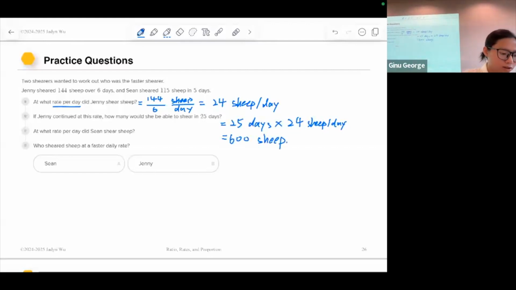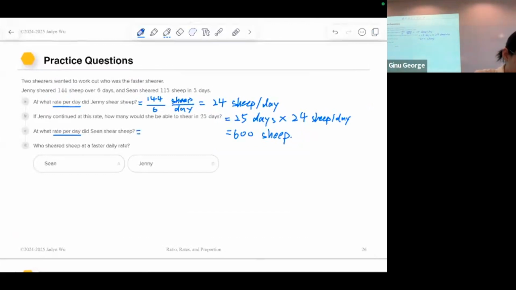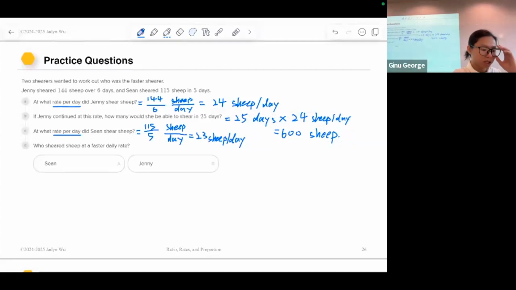And similarly, what's the rate per day at which Sean shares sheep? For Sean, we should do a similar thing. So 115 sheep over 5 days. So it will be 115 sheep per day. And we'll get 25 sheep per day. Actually, let's see, 23 actually, sheep per day. So who shares the sheep at a faster rate here? Yeah, Jenny, because for each day she can share one more sheep here, so Jenny will have a faster rate.